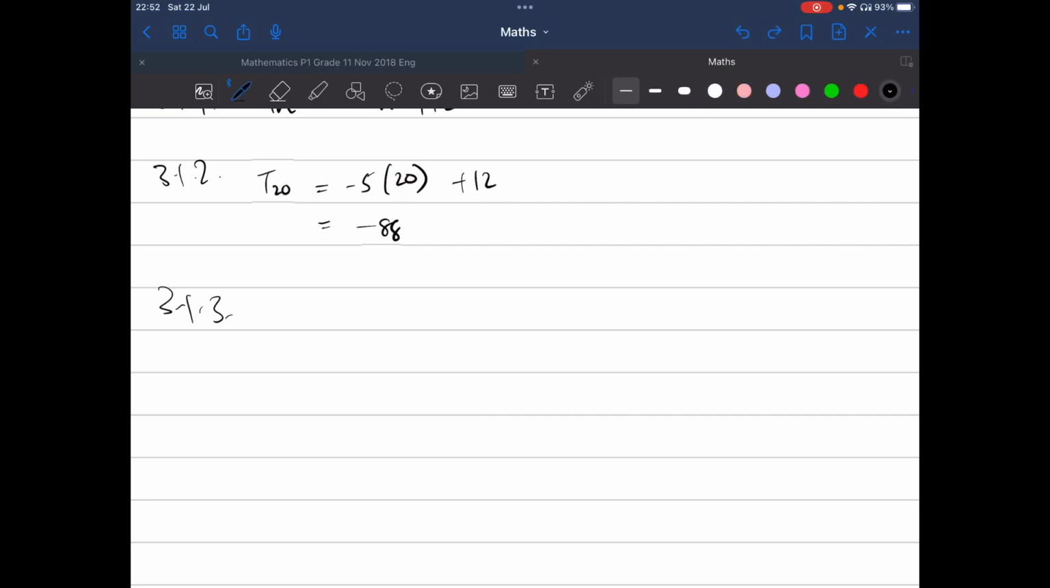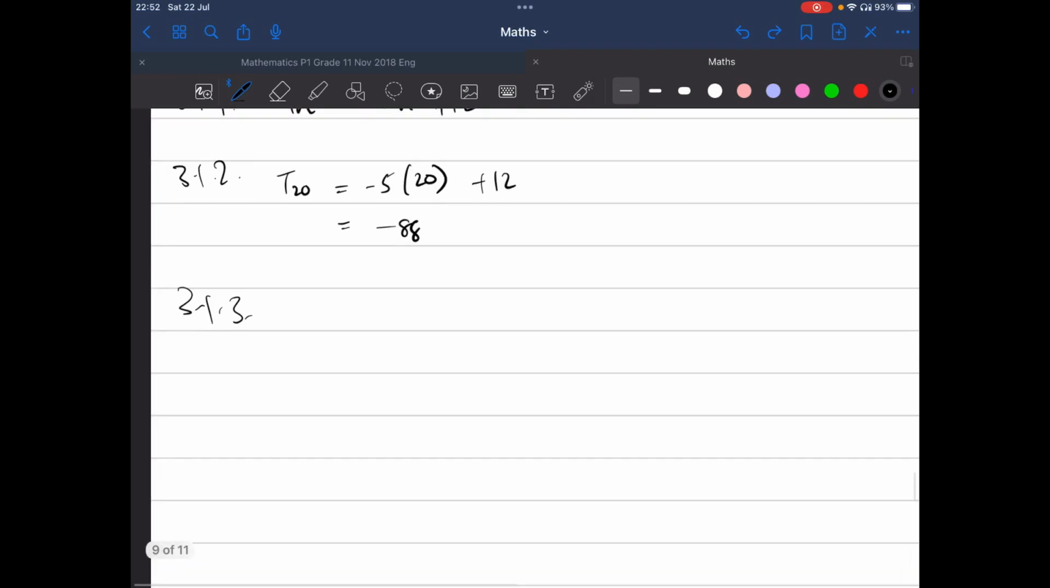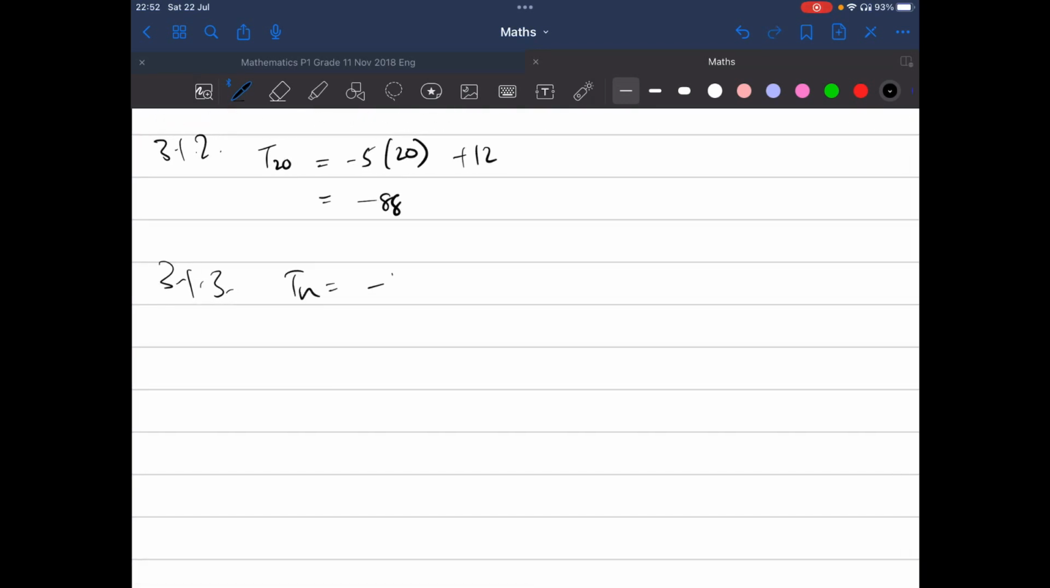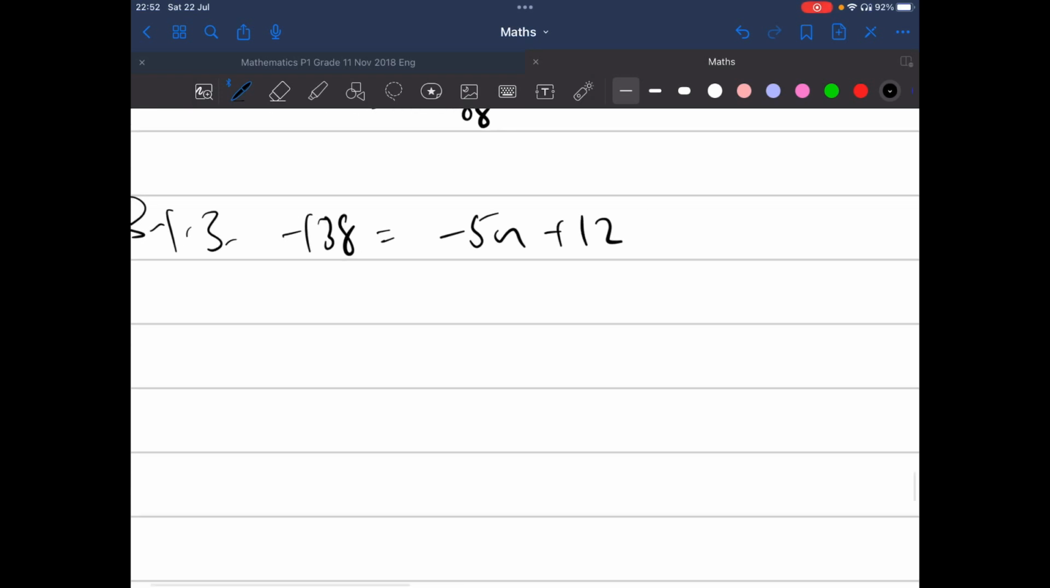Okay, so Tn is equal to minus 5n plus 12, and we're given the value of Tn. So let's just substitute that in. So it's minus 138. And now it's a simple case of just solving for n. So I'll minus 12 on that side and then divide everything by minus 5. So minus 138 minus 12 gives us minus 150. Divide by minus 5 is 30.